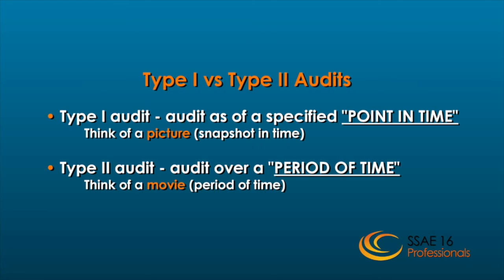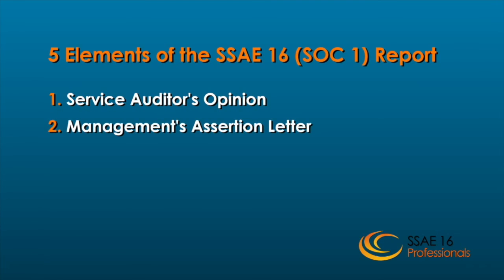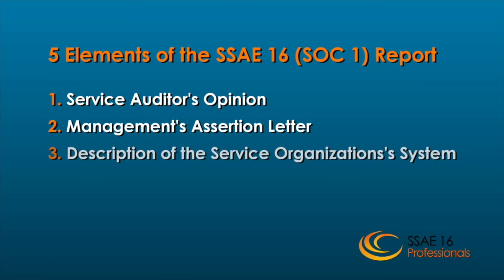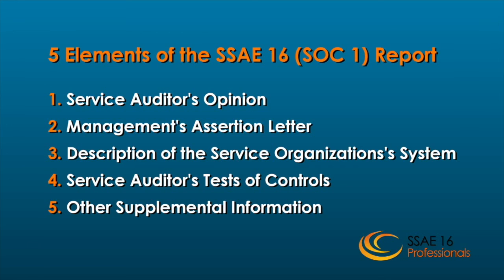The 5 essential elements that must be incorporated in the SSAE 16 report are: 1. The service auditor's opinion. 2. The management's assertion letter. 3. The description of the service organization's system. 4. The service auditor's test of controls and results of those tests. 5. And lastly, other supplemental information not covered in other sections.